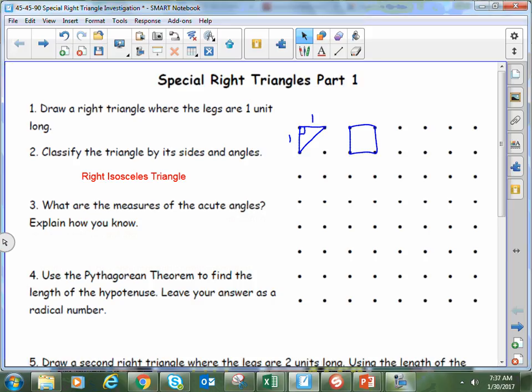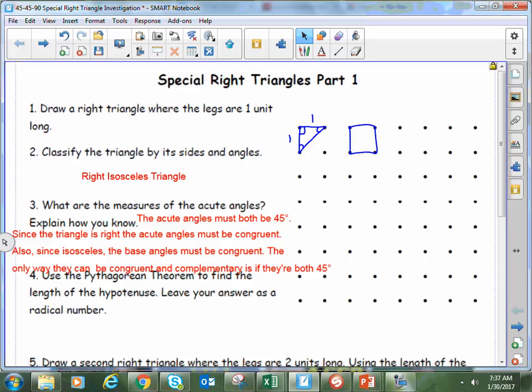But what are the measures of the acute angles? So I want to know here, what's the measure here, what's the measure here? All right, so here's my answer. I'm saying that the acute angles have to both be 45 degrees. And the reason I'm saying that is because, first of all, it's a right triangle, so the two acute angles of a right triangle have to be complementary to each other.